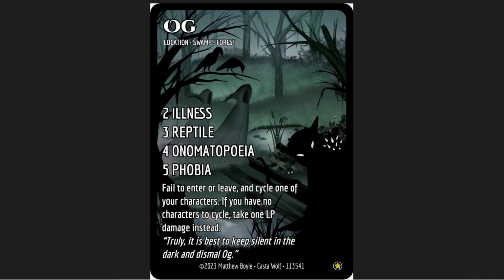Phobia is the technical name for a fear that people have. Like claustrophobia is a fear of enclosed, tight, maybe crowded spaces. There's a lot of phobias out there. You can look them up. And the power text, if you fail to enter or leave, you have to cycle one of your characters. So you would take a character off your team and put it into the cycle pile.